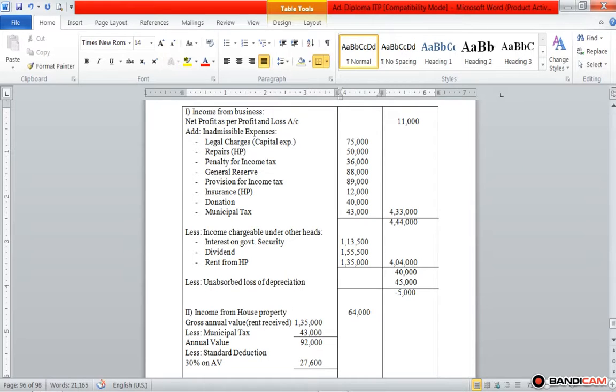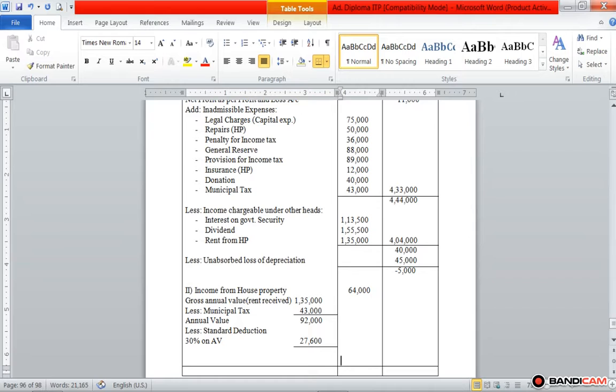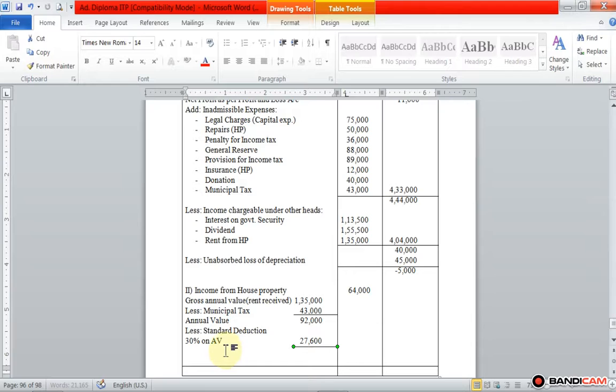Okay, then here we find out the income from house property. Now we find out the income from other sources. Okay, income from other sources, that is the third point.